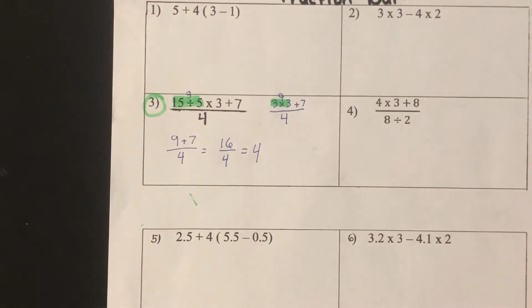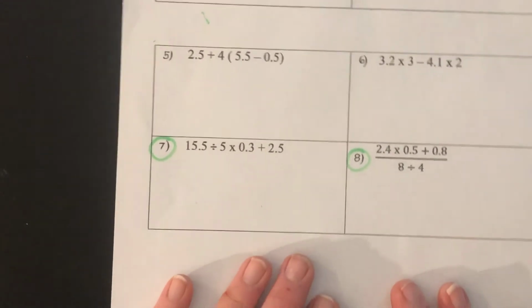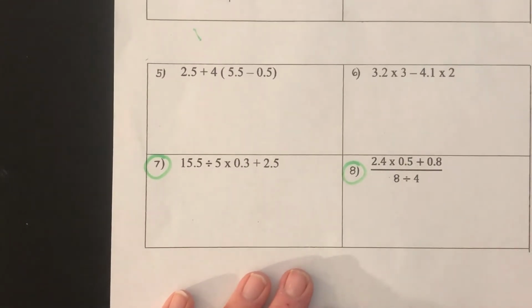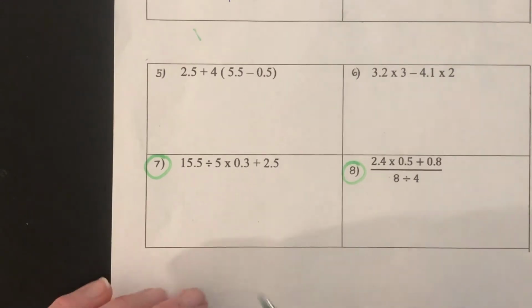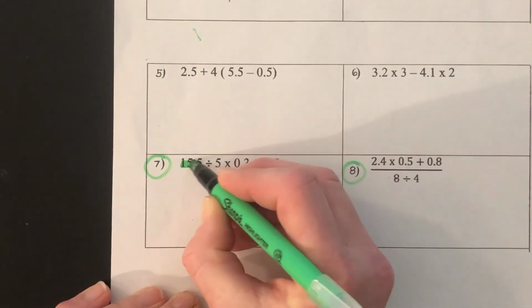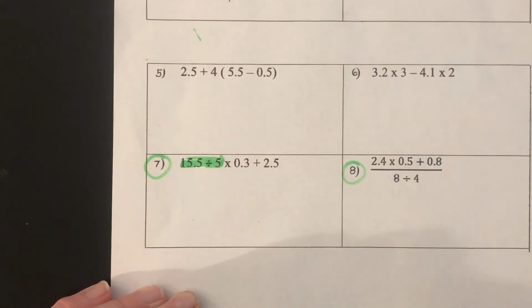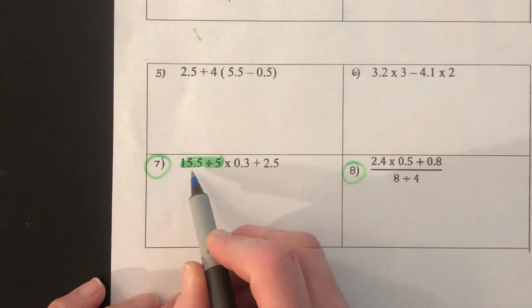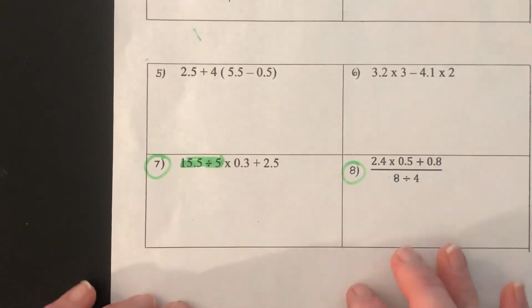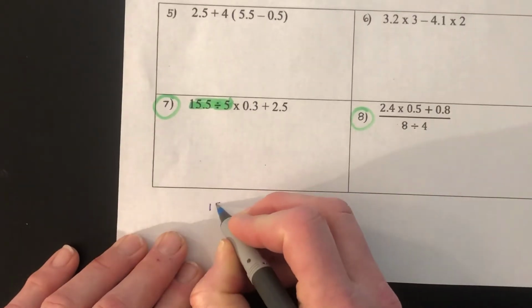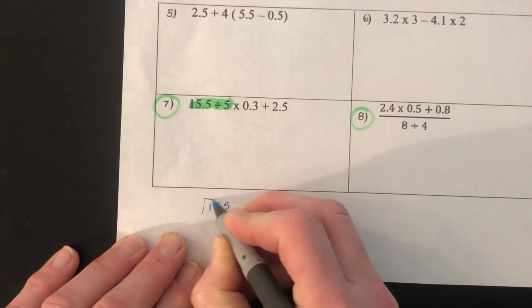Okay, let's move on to 7 and 8. We've got division, multiplication, addition. I don't know why I'm doing this with you. You can do this one on your own. We'll do division first. You don't usually have to use long division, I guess, when you are doing order of operations, but that is changing. Get used to it. So 15 and a half divided by 5. So I'm going to come down here, 15 divided by 5.